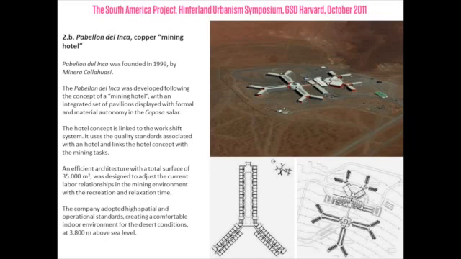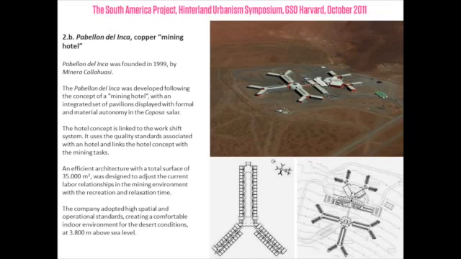The hotel concept is linked to the work shift system, as in the other example. It uses the quality standards associated with a hotel and links the hotel concept with the mining tasks. An efficient architecture with a total surface of 35,000 square meters was designed to adjust the current labor relationship in the mining environment with the recreation and relaxation time. The company adopted high spatial and operational standards, creating a comfortable indoor environment for the diesel conditions at 3,800 meters above sea level.